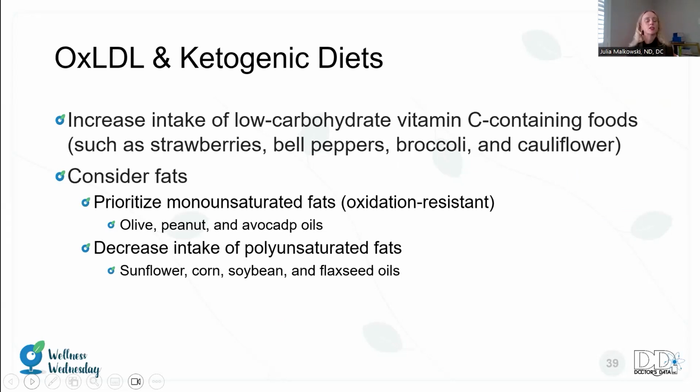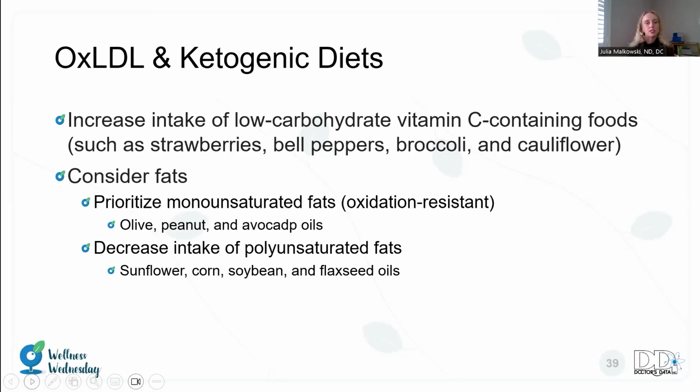For this patient, we also know that there's elevated oxidized LDL. So for this patient, we want to increase the intake of low carbohydrate, vitamin C containing foods. These would be ketogenic approved. Bell peppers, broccoli, cauliflower, strawberries. Berries are usually tolerable on the ketogenic diet.